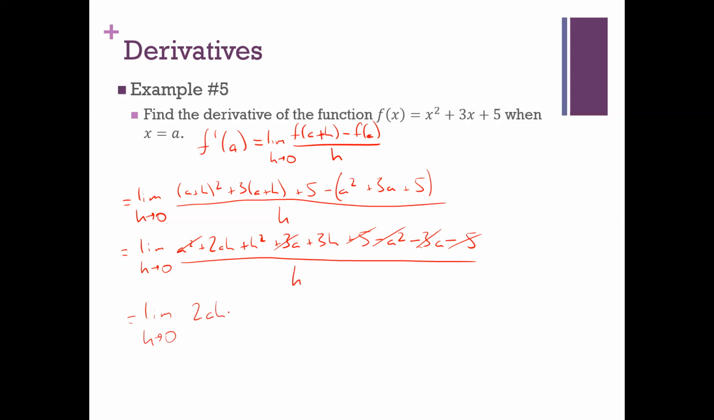So I get the limit as h approaches 0 of 2ah plus h squared plus 3h, all over h. Which comes out to the limit as h approaches 0 of 2a plus h plus 3. So what's my final value for this derivative then? 2a plus 3.